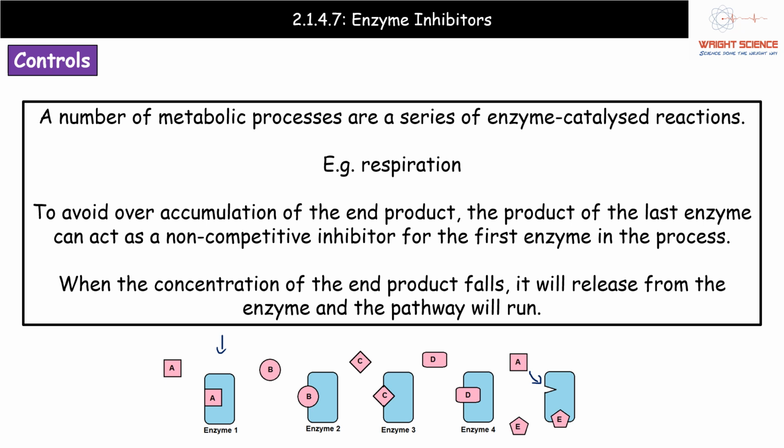It is worth remembering that obviously when the concentration of our end product then falls, as it will when those products are used up in other processes, then we will release it from the allosteric site, and therefore it's then going to allow the active site to return to its original shape. A can then bind to it and the process restarts.